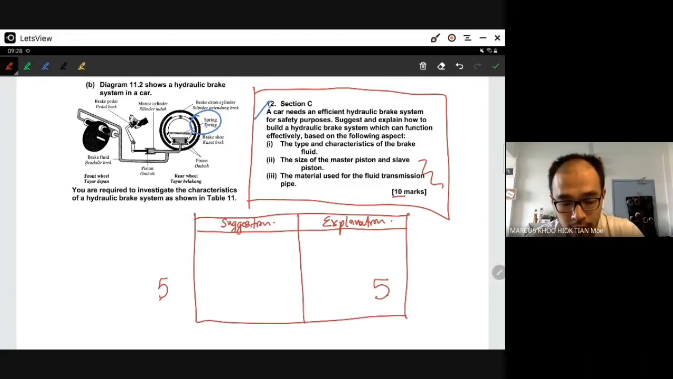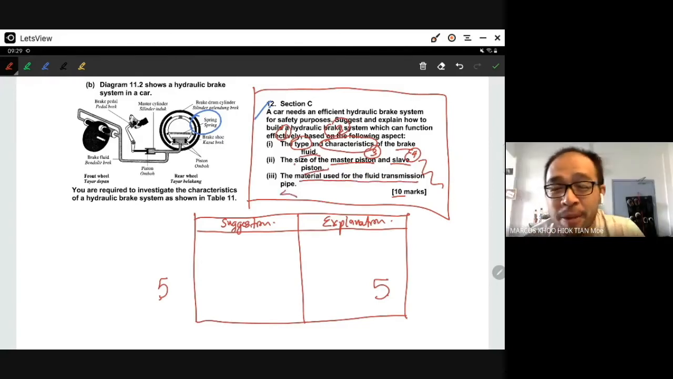Okay, so let's take a look. Type of brake fluid is the first one. The second one is the characteristics of the brake fluid. The third one is the size of the master piston, and then the slave piston is the fourth one. And then the last one is the material used for the fluid transmission pipe. Okay, correct, Michelle, pipe. Let's not make that mistake that I made yesterday.